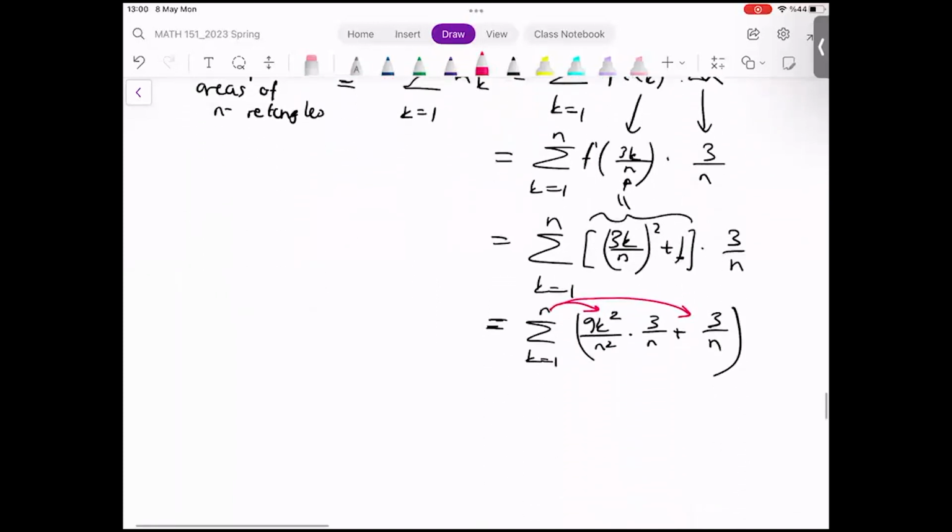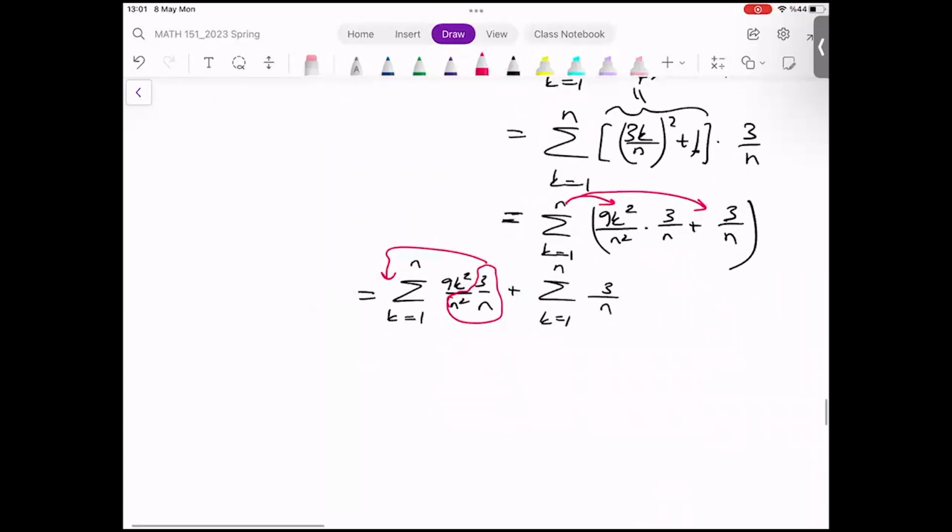Okay, so let's move on with the computation. Let's distribute the summation over the sum. That's what we were doing. k is from 1 to n, 9k squared over n squared, 3 over n, plus another summation from k, 3 over n. Okay, now for the first one, there is a constant there. This is a constant, right? Which can go out from the sigma notation.